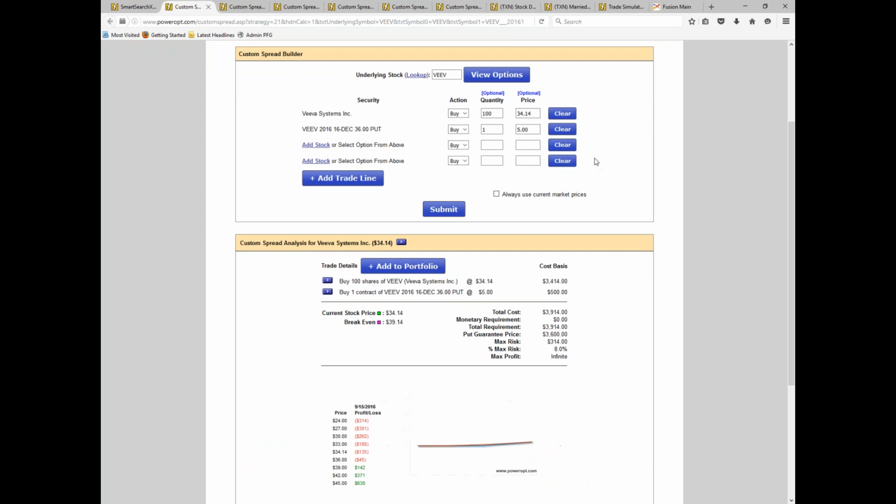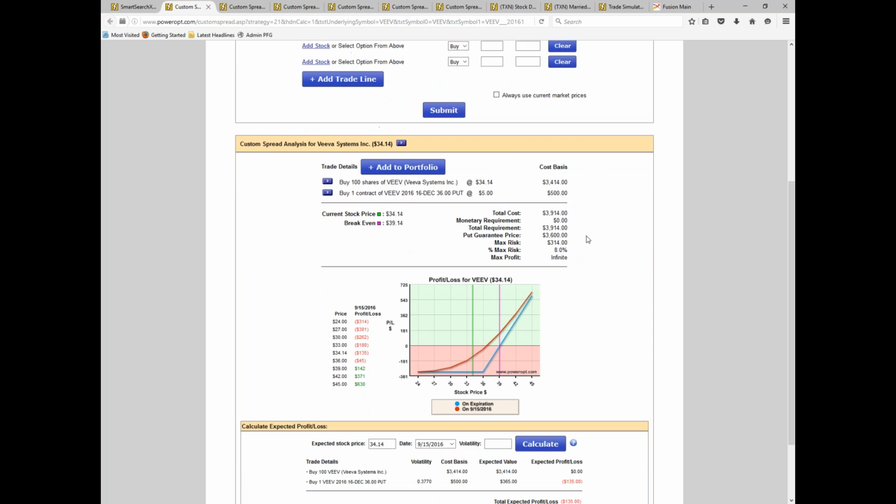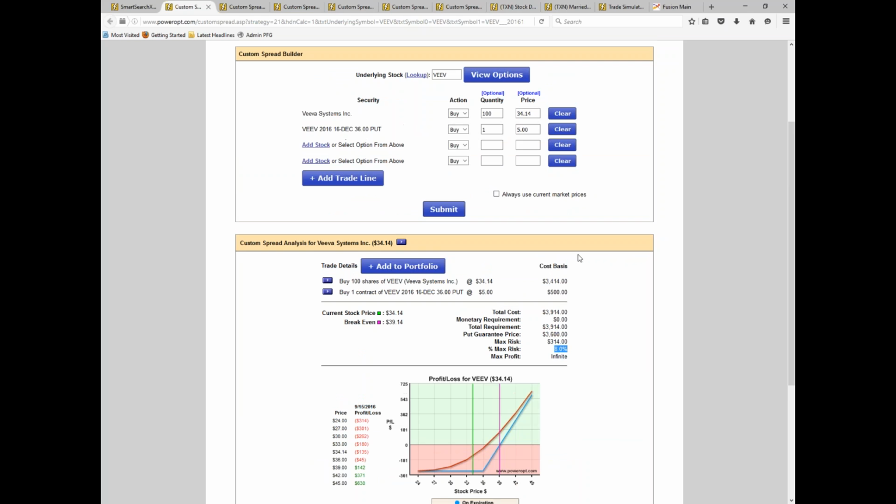For this stock right now, which is actually one of the ones in Greg's Fusion portfolio that investors can follow, right now I could buy the stock at $34.14 and buy the December 36 put for $5. This would give me a cost basis of $39.14, and I've got a risk of 8%. This is higher than I usually like to take. Now, I've got a stock at 34, got the 36 put.